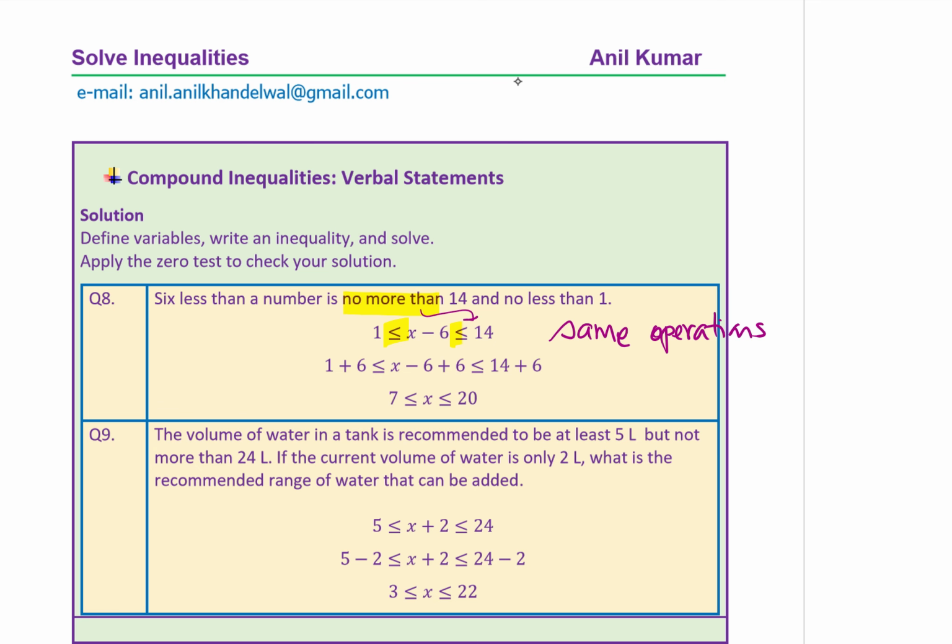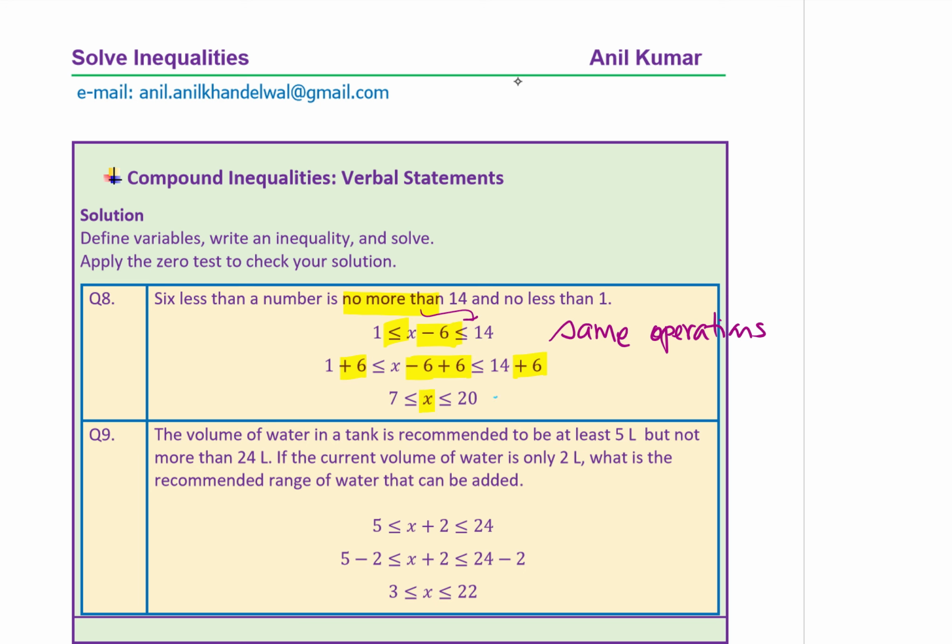What are the operations? We do not want this 6 here, correct? We do not want this 6 here. So we'll add 6 to remove minus 6. We add 6 in all the three terms. Once you do that, we have isolated x right in the middle. We have 7 on one side and 12 on the other.